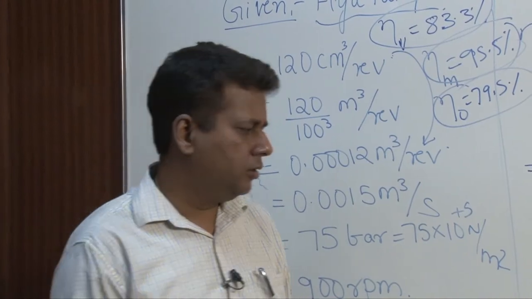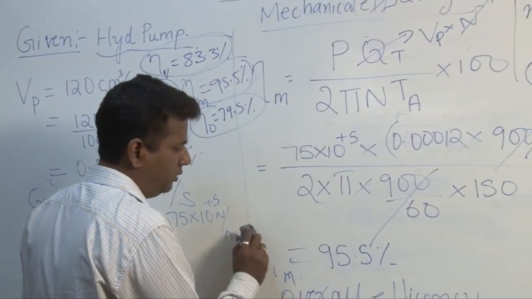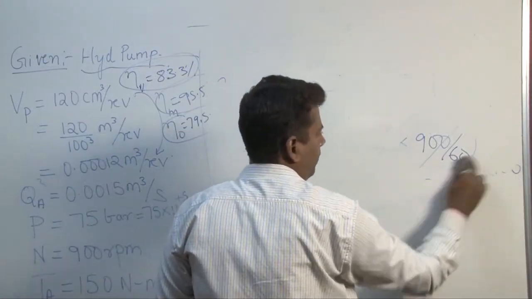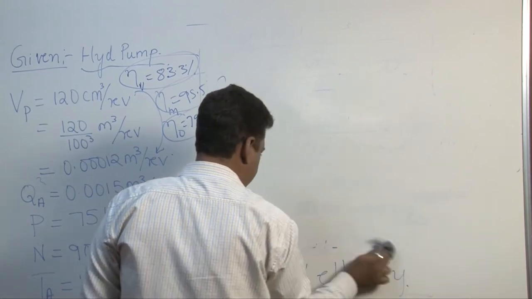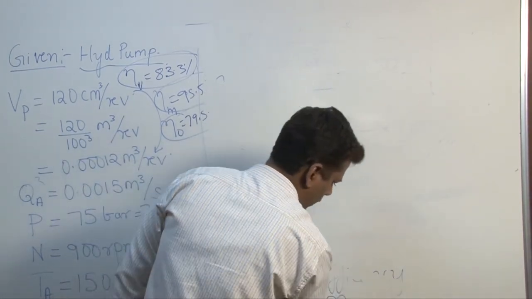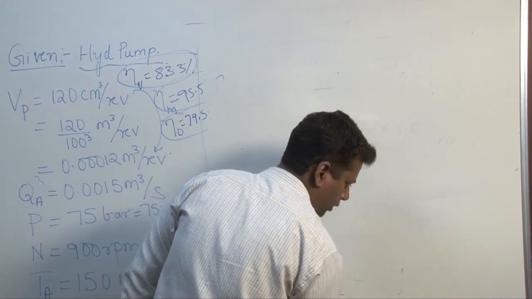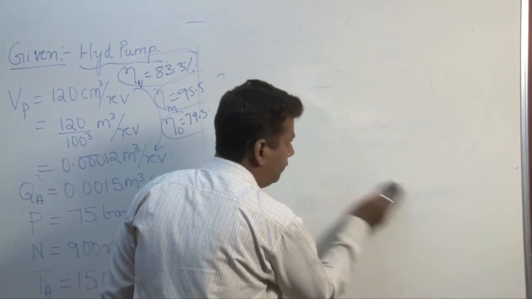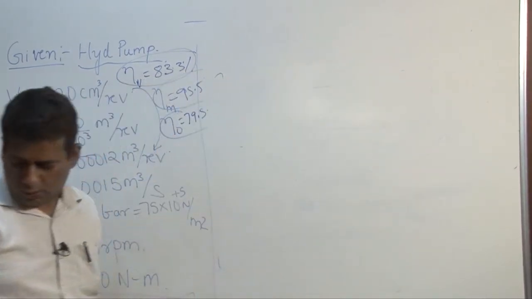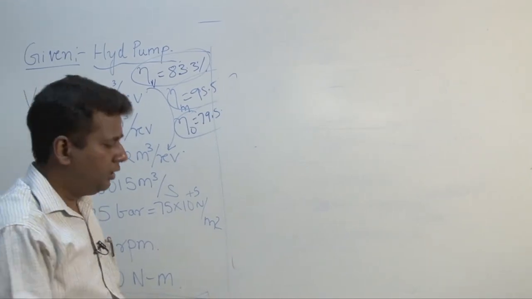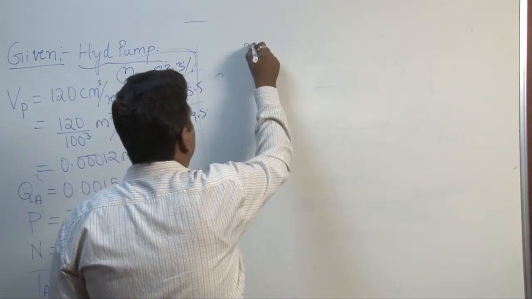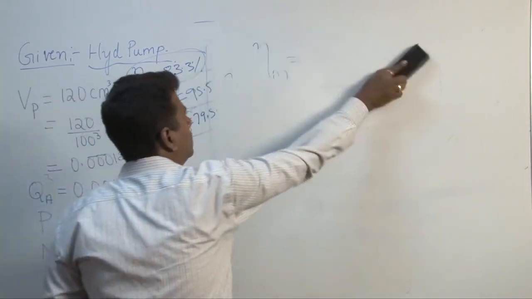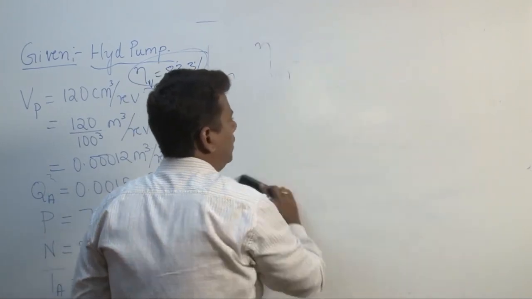Now let us find out the last unknown variable, that is the theoretical torque. We know the mechanical efficiency can be expressed in terms of the torque. Mechanical efficiency is nothing but the ratio of theoretical torque to actual torque.